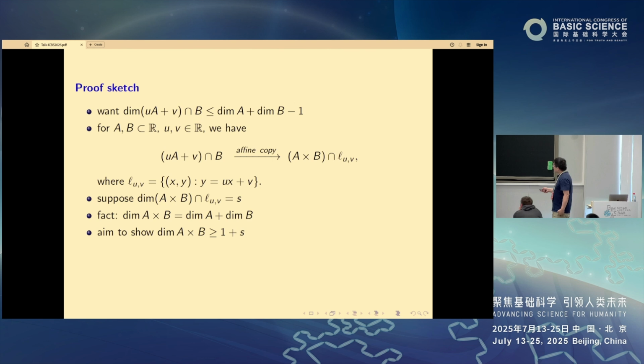So we only need to show that under the assumption that there is a slice with dimension S, this product set must have dimension at least 1 plus S. Once we can show this, then we are done.